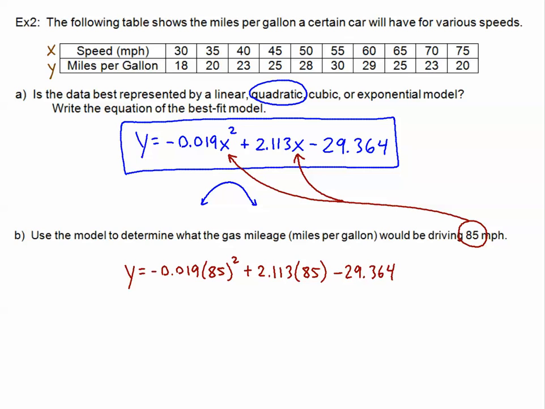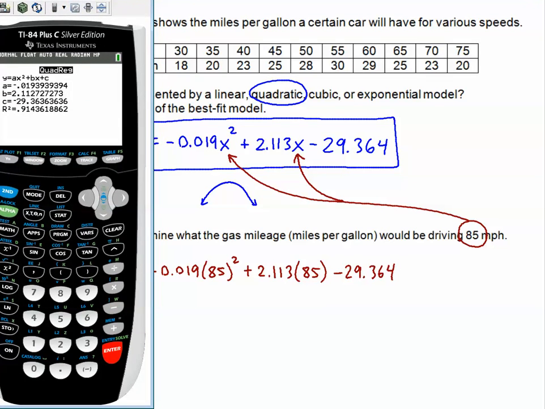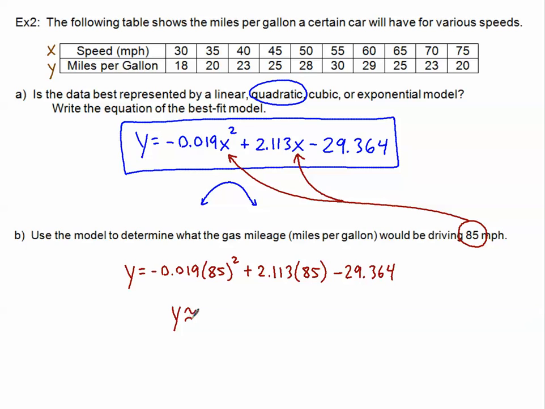If I plug all this right into the calculator, I've got negative 0.019 times 85 squared plus 2.113 times 85 minus 29.364. Let me do a quick double check on that. That looks good. I'm going to press enter, and y is approximately 12.966, and that is miles per gallon.